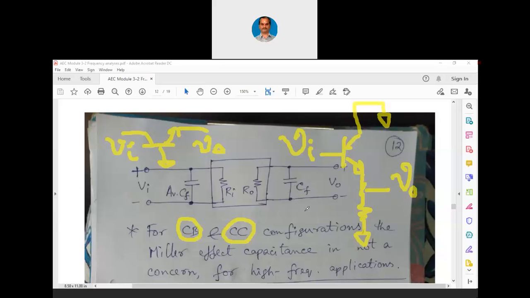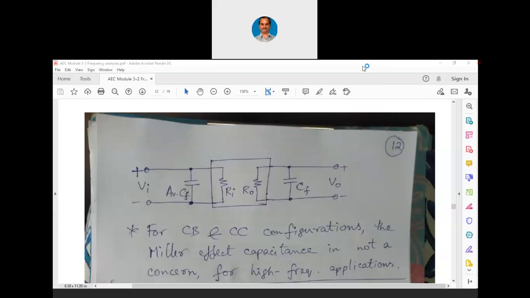Now for a JFET, let me stop annotating, let me start fresh. For a JFET, we will have to write (1 minus AV) into CF, which we are going to do later on. And for this CF, we will have to write CF into (1 minus 1/AV).